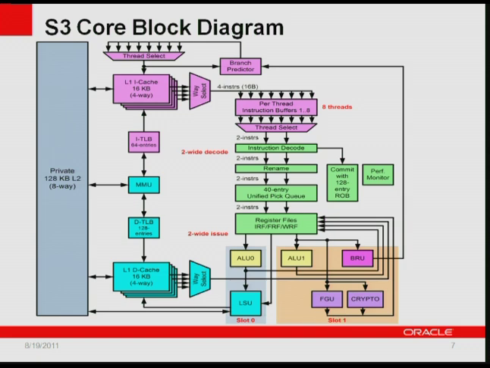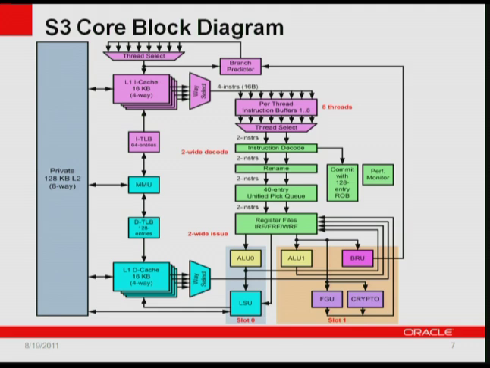S3 has 2 ALUs. They are essentially symmetric. They forward to themselves and each other in a single cycle. The branch unit executes all branches and also determines all branch mispredicts. The floating point unit executes all floating point operations, and on S3, it also executes integer multiplies and divides. The crypto unit executes all new user-level crypto instructions.